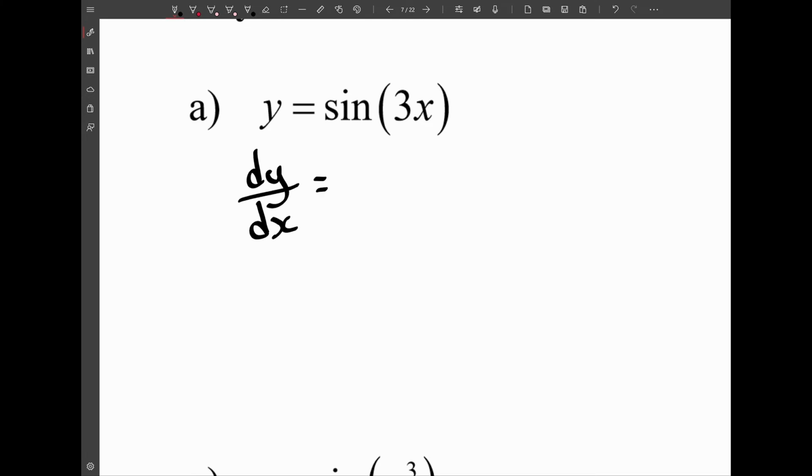dy/dx of sine 3x. Well, we're just going to be taking the derivative of the outside function, which is going to be cosine 3x, but we're also going to multiply by the derivative of the interior function. So this is going to be 3 cos 3x.